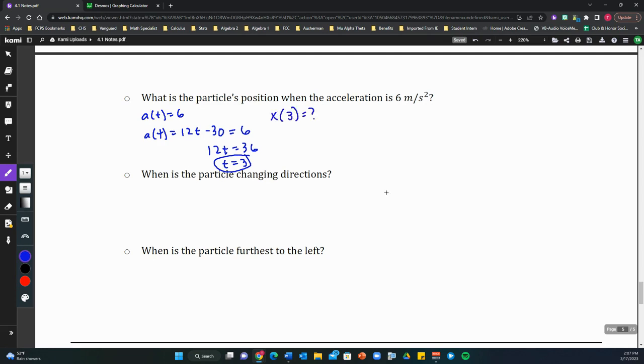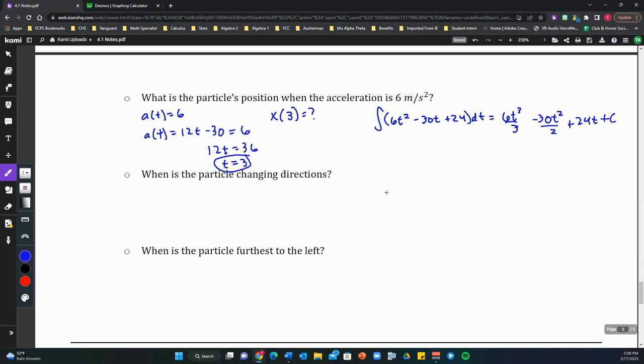So now we need to go backwards and figure out what is x of 3 equal to. Well, we haven't found the position function yet. So to do that, we need to integrate the velocity function. So I'm going to integrate my 6t squared minus 30t plus 24 function with respect to time, or t. So that would give me 6t cubed over 3 minus 30t squared over 2 plus 24t plus c.